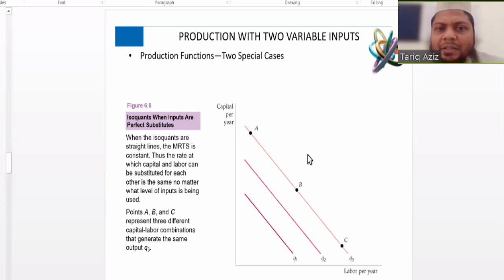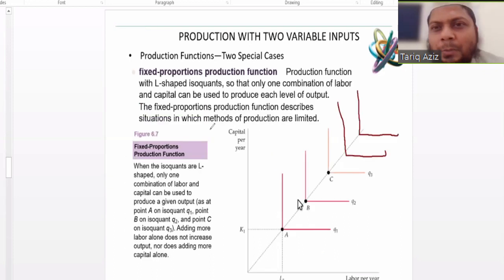The fixed proportions production function describes situations in which methods of production are limited, so only one combination is possible. For example, in the case of a hand loom, one labor and one loom is enough. That is the only combination possible: one hand loom, one labor.